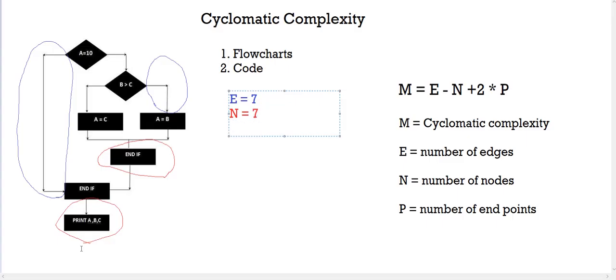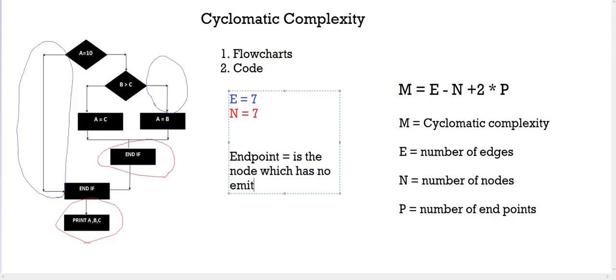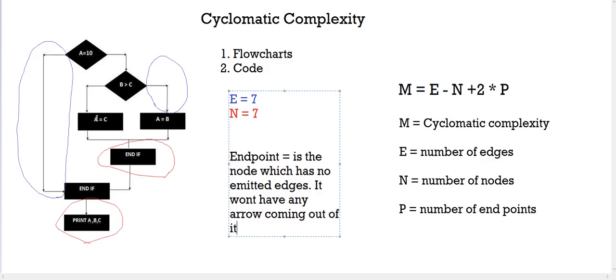And now for our number of endpoints. One thing you should know is that an endpoint in a flowchart is the node which has no emitted edges. What that basically means is that any node in your flowchart which doesn't have an arrow coming out of it is considered an endpoint.